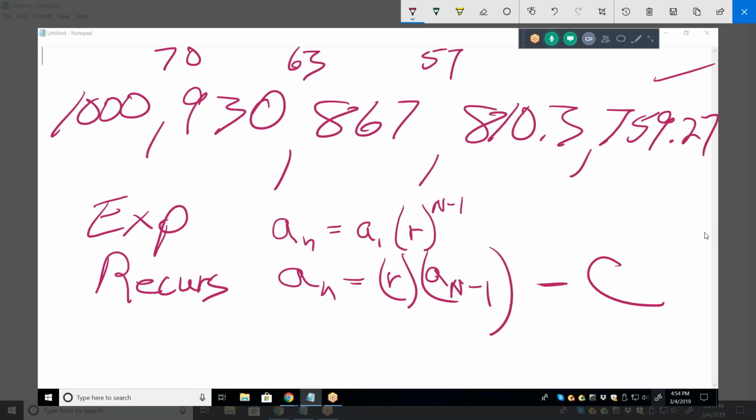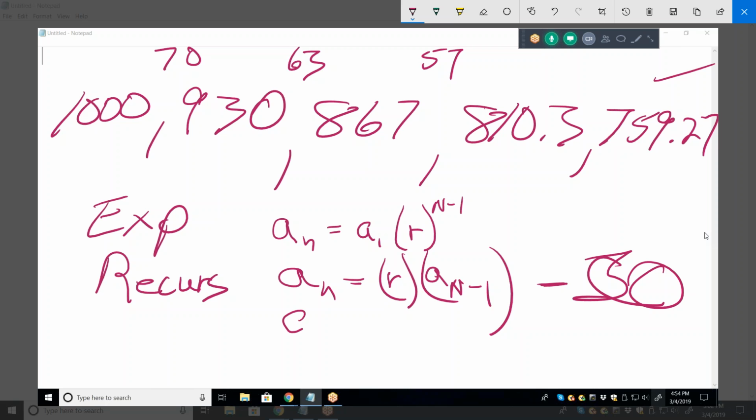And you're saying r is 0.9? Yeah, because that's what you get when you subtract and then divide. And then the number you subtract at the end is 30. So this is always 30? Not always, just in this problem. So let's test it.